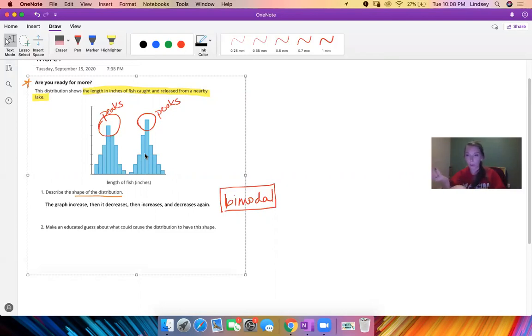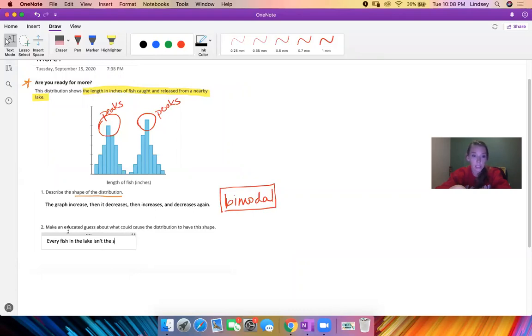We know that when we go to a lake or a pond and go fishing, every single fish isn't the same length. So one of the reasons is you could have said every fish in the lake isn't the same length, which is why there are all those different lengths. Or you could have said there are many different types of fish in the lake, so they aren't going to be the same size.